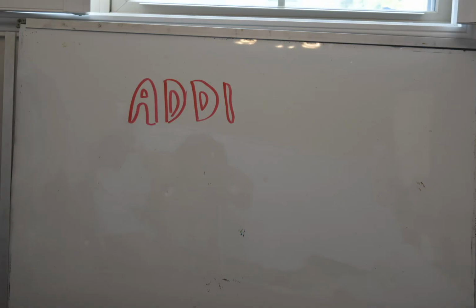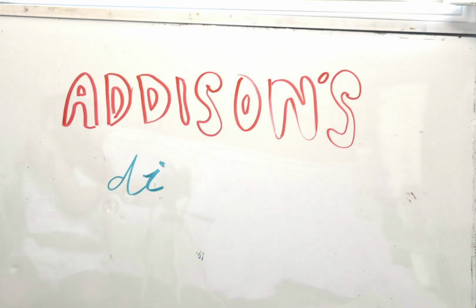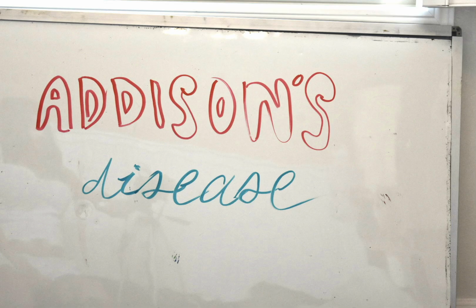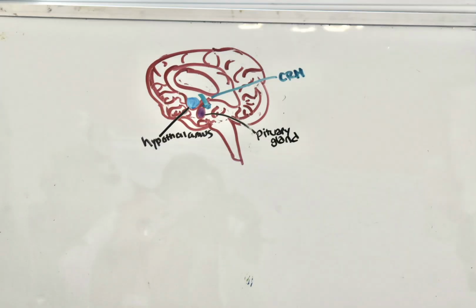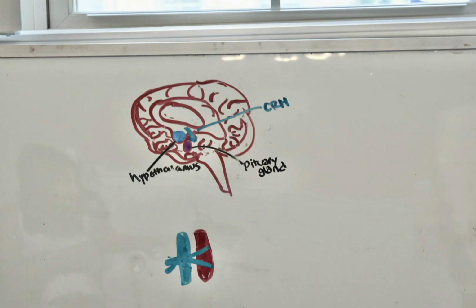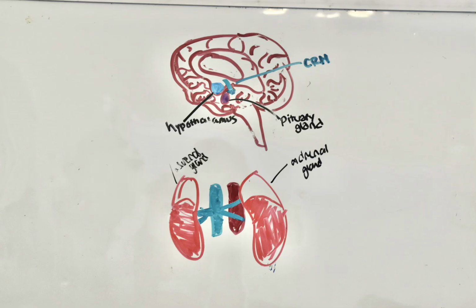I'm going to be doing my project on Addison's disease and its signal transduction pathway. I'll be describing the normal signal transduction pathway. It starts in the hypothalamus. When the body experiences stress, the hypothalamus releases a hormone called CRH.